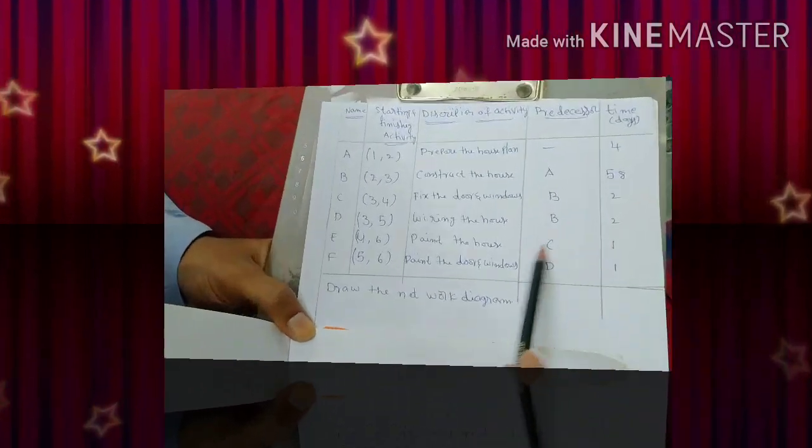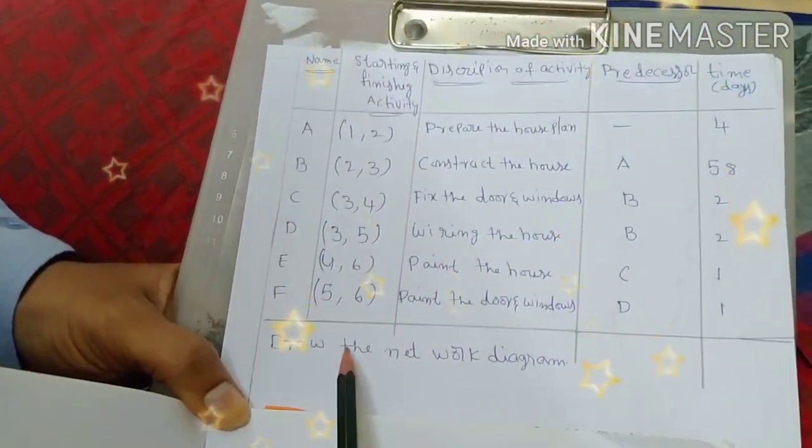While drawing the network diagram, we won't write directly in the main content area. First, we should take rough paper and draw the rough diagram. After satisfying the rules and regulations of network analysis, only then should we draw the perfect network diagram. Now I am going to take an example and explain how to draw the network diagram.